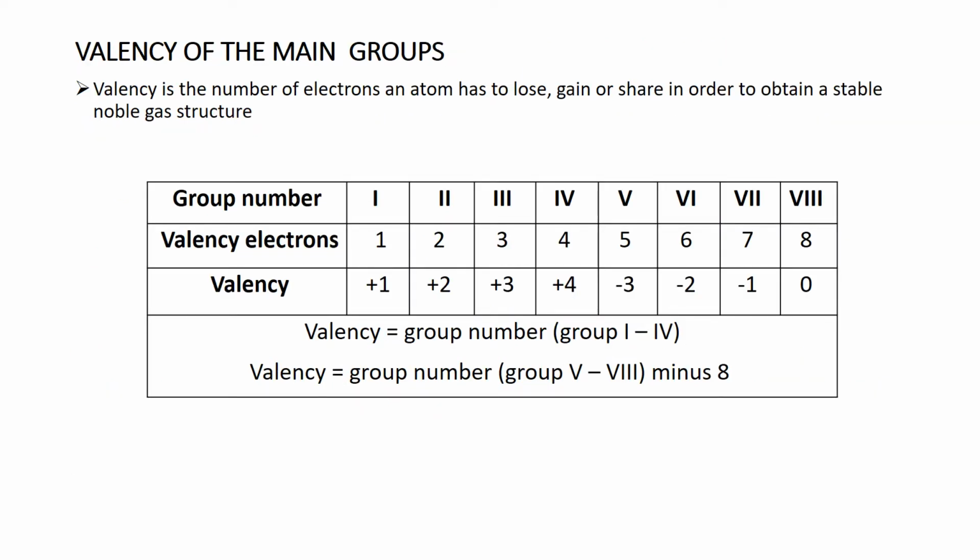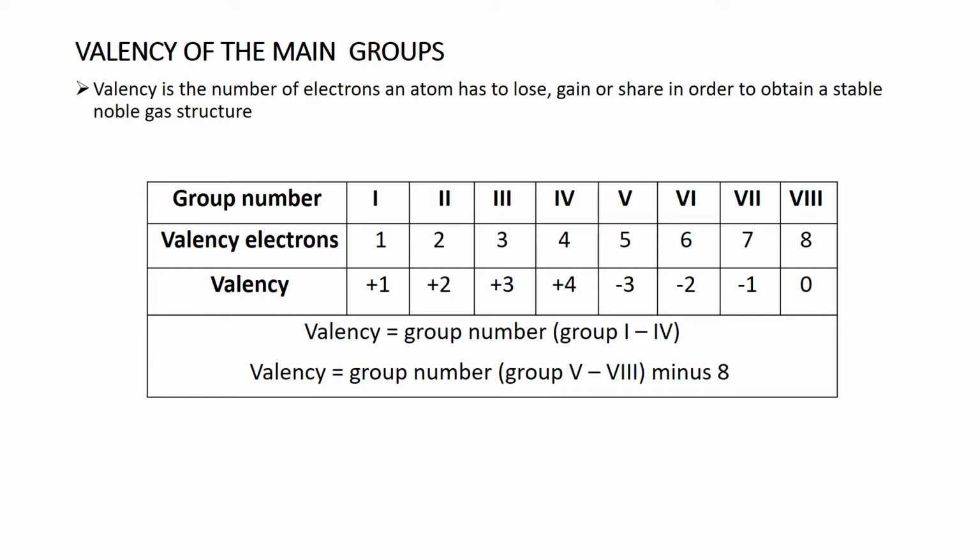Let's look at valency of the main groups. What is valency? Valency is the number of electrons an atom has to lose, gain, or share in order to obtain a stable noble gas structure. So this is a table showing the group number, valency electrons, and the valency for all the main group elements. When I'm talking about main group elements, I'm talking about groups 1, 2, and then 13 to 18. But remember, I said that for groups 13 to 18, we're going to be using 3, 4, 5, 6, 7, and 8.